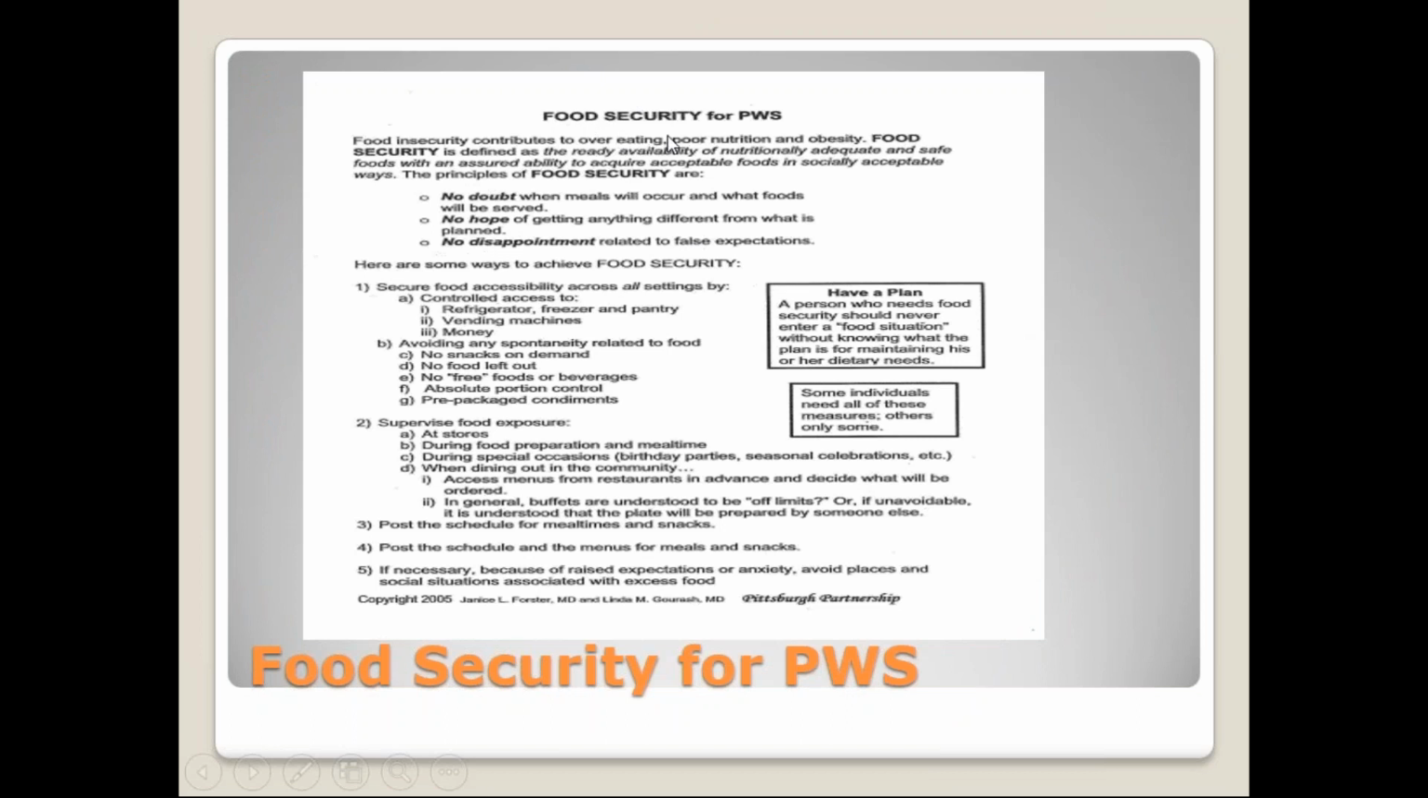This form right here, food security for folks with Prader-Willi syndrome, this is really where you have to wrap your mind around how do I keep a person safe? You don't keep a person safe by not talking about it. You do need to talk about it. But I need no doubt when my next meal is going to occur and exactly what's going to be served. I need no hope of getting anything different from that.